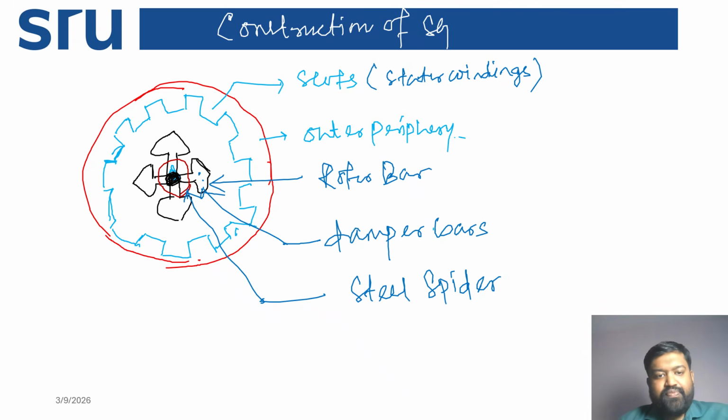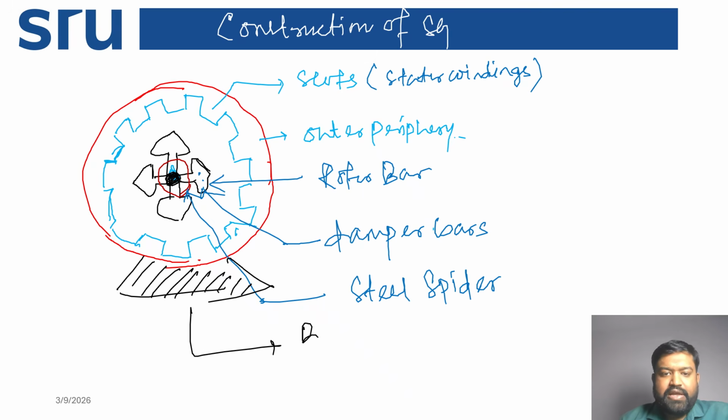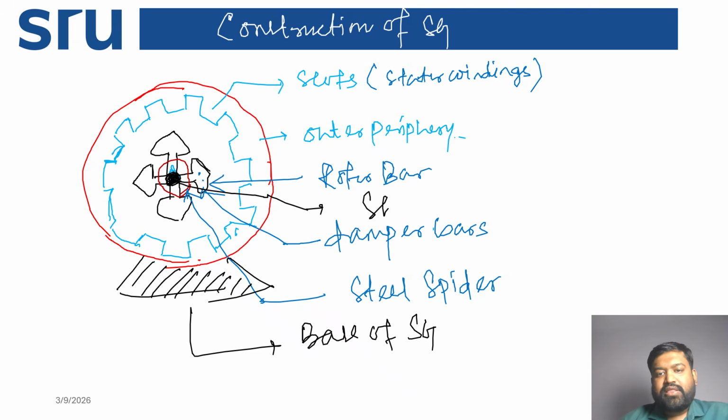Now you see, this is nothing but the base of the synchronous generator. This is the shaft, which carries the complete rotor. Okay, any parts I left? I think no. Okay, these are the parts. Now you see them one by one.